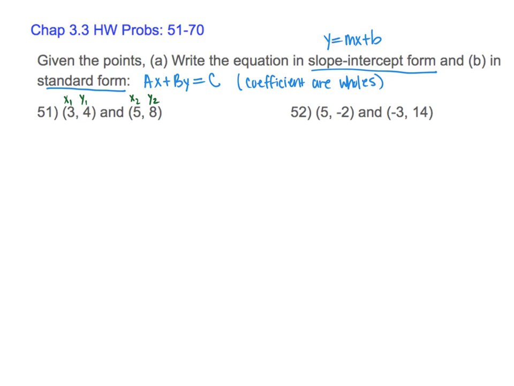Well, we learn a slope formula. So the slope formula is your y2 minus y1 over x2 minus x1, right? So if I were to use this formula, all I have to do is grab my y value. So 8 minus 4 over 5 minus 3. So if I subtract the top, gives me 4. Subtract the bottom, gives me 2. So my slope here is a 2.